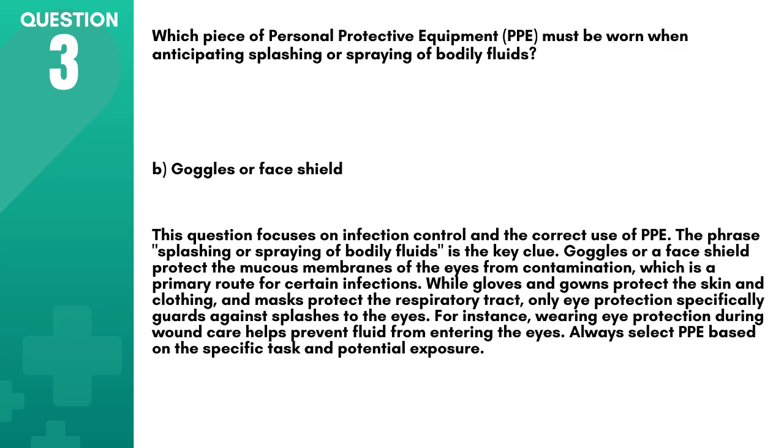Answer: B. Goggles or face shield. This question focuses on infection control and the correct use of PPE. The phrase splashing or spraying of bodily fluids is the key clue. Goggles or a face shield protect the mucous membranes of the eyes from contamination, which is a primary route for certain infections. While gloves and gowns protect the skin and clothing, and masks protect the respiratory tract, only eye protection specifically guards against splashes to the eyes. For instance, wearing eye protection during wound care helps prevent fluid from entering the eyes. Always select PPE based on the specific task and potential exposure.